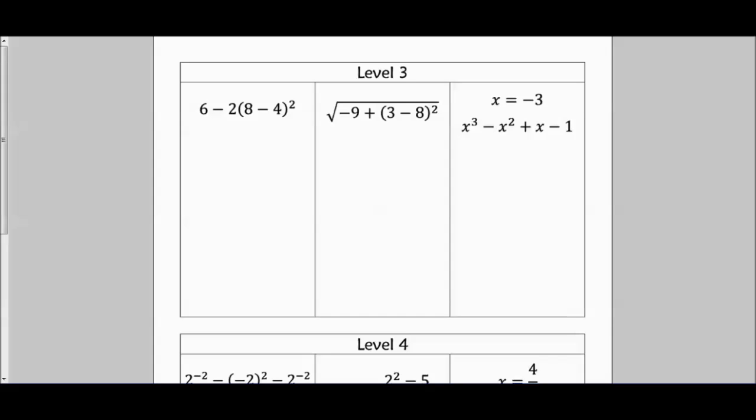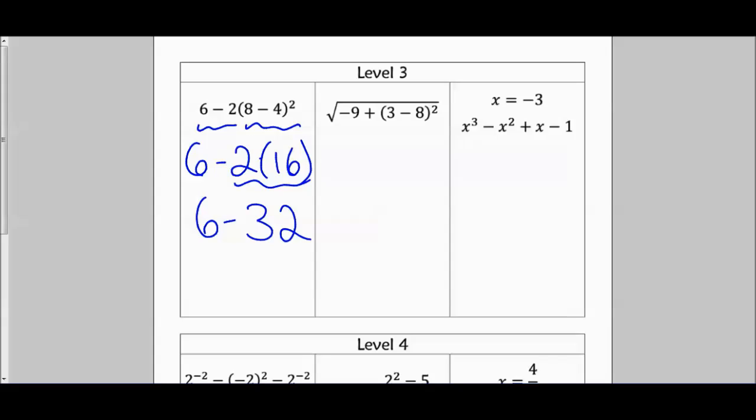On level 3, on that first one, I saw some people doing 6 minus 2 first. That kind of just jumps out at you. It seems like you just want to do 6 minus 2 and get 4, but that 2 is being multiplied by all this stuff. Whatever you get from 8 minus 4 squared, which should really be 16, you should be multiplying that times 2 before you do the subtraction. 2 times 16, that answer subtracted from 6.